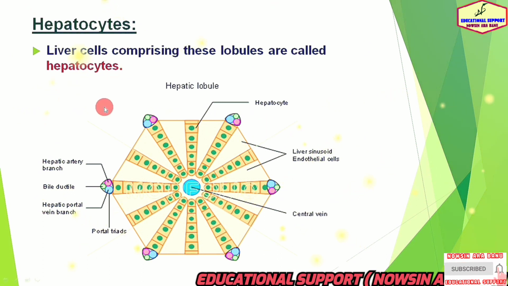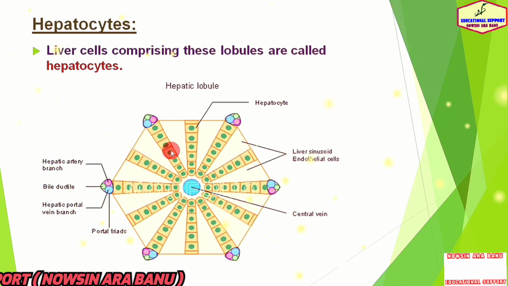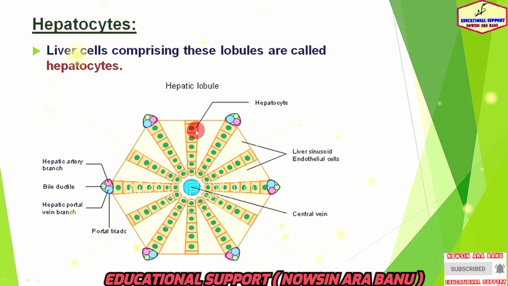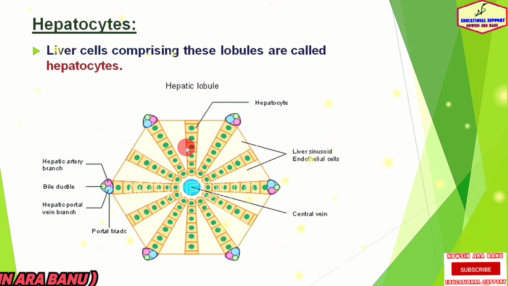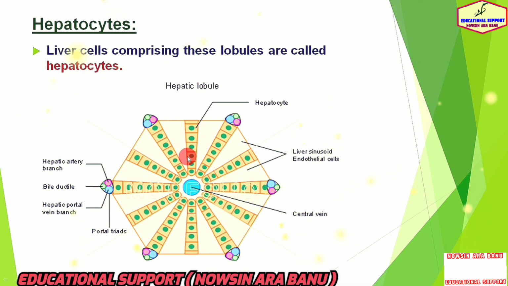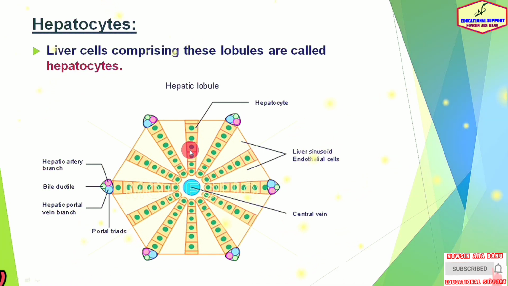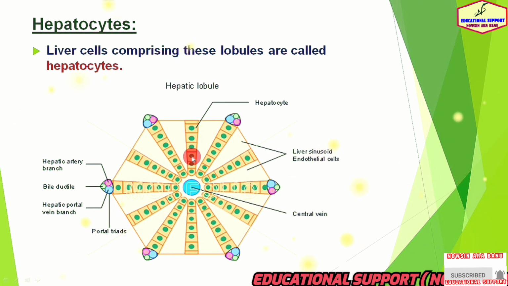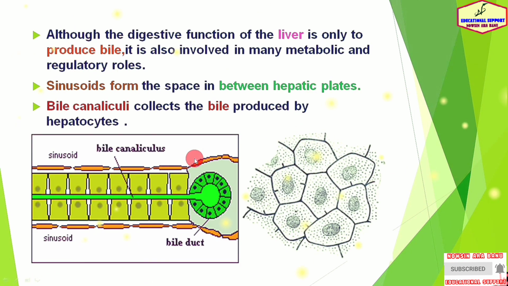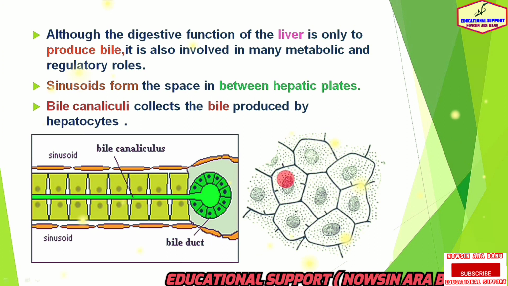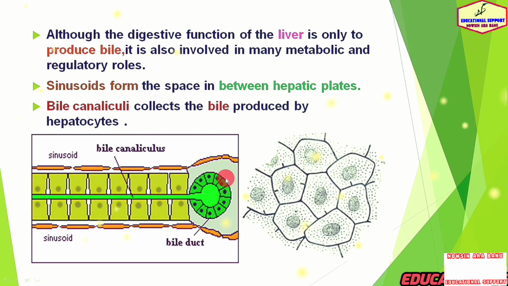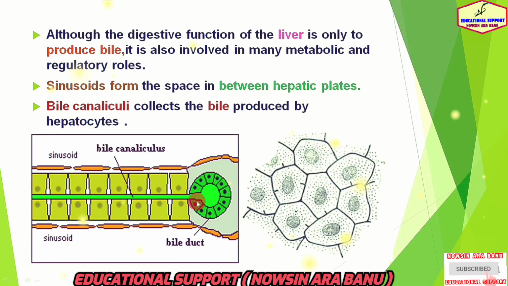Next is hepatocytes. The liver cells comprising these lobules are called hepatocytes. A hepatocyte is a cell of the main parenchymal tissue of the liver. The cells are involved in protein synthesis, storage and initiation of formation and secretion of bile. Hepatocytes form hepatic plates that radiate outward from a central vein running in the longitudinal axis of the lobule.